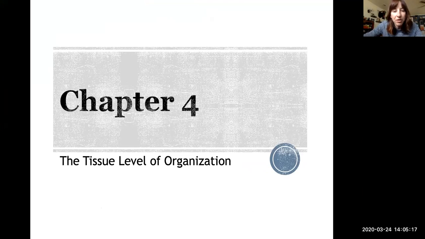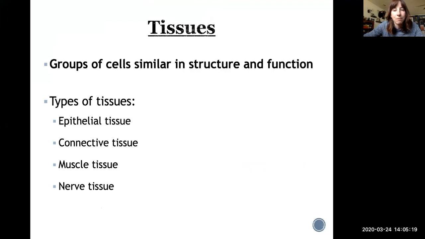So let's start with epithelial tissues, or about all the different types of tissues. So obviously we've got 4 different types. You guys are probably like, what is this already?